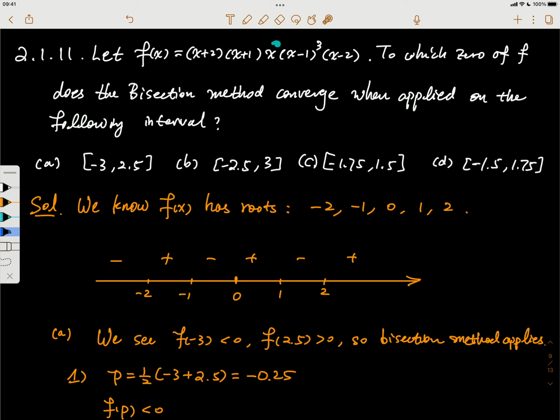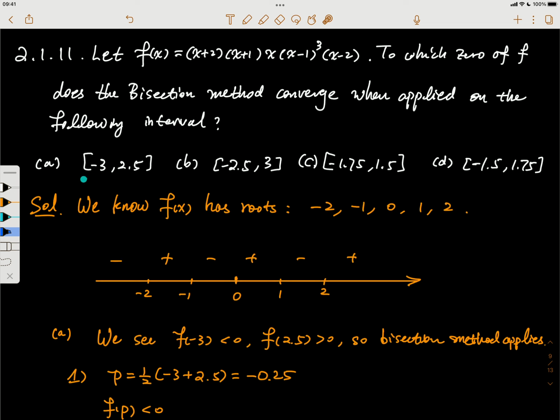Otherwise, you will not pass it. For example, if you have x squared here, then you cannot pass the x. You're going to go back. So if you have an even root, you should go back. Otherwise, you just pass through it. This is how you decide the sign. If the curve is above the line, then it's positive. Otherwise, it's negative. Once the signs are decided, we can see what will be the result of the bisection method.